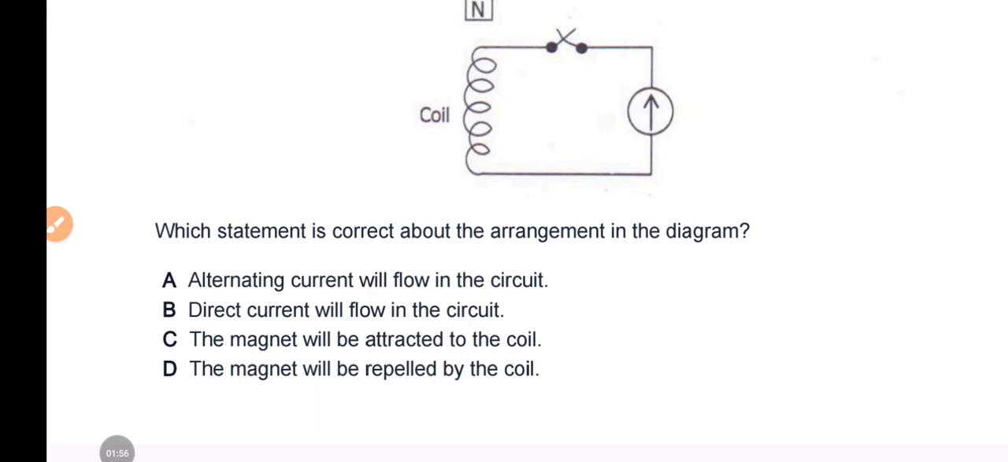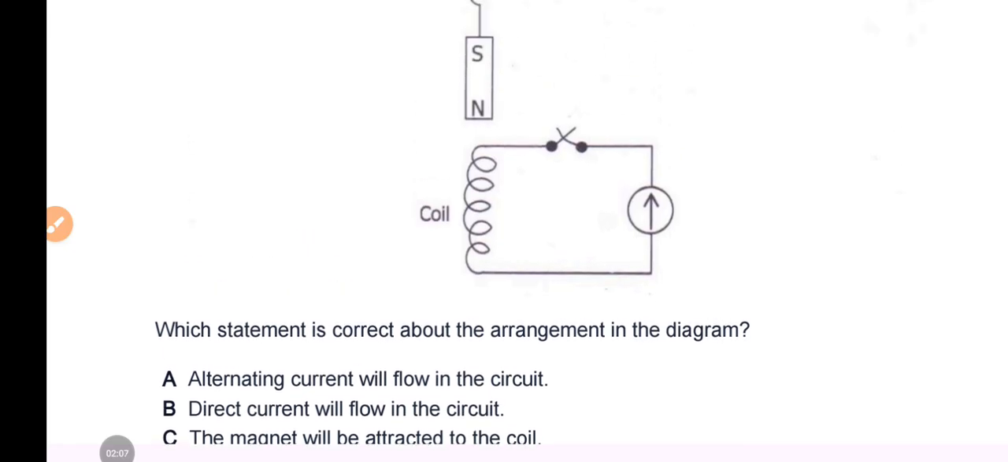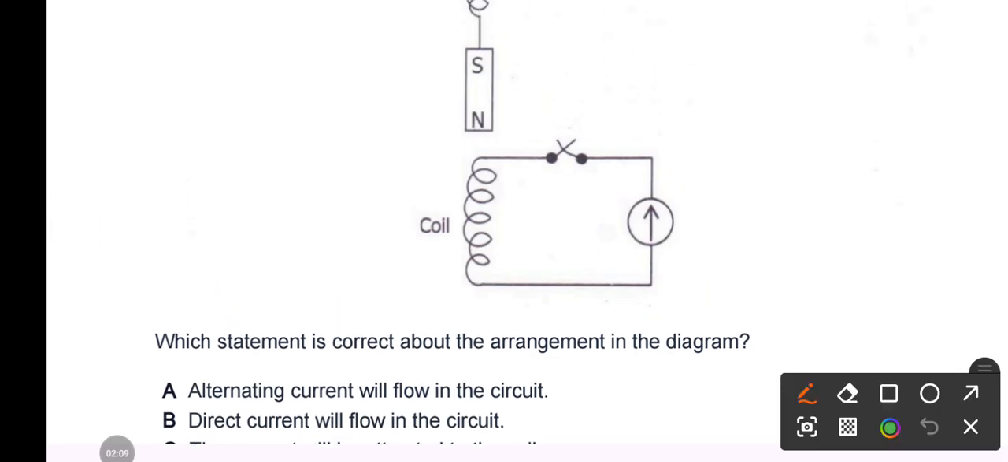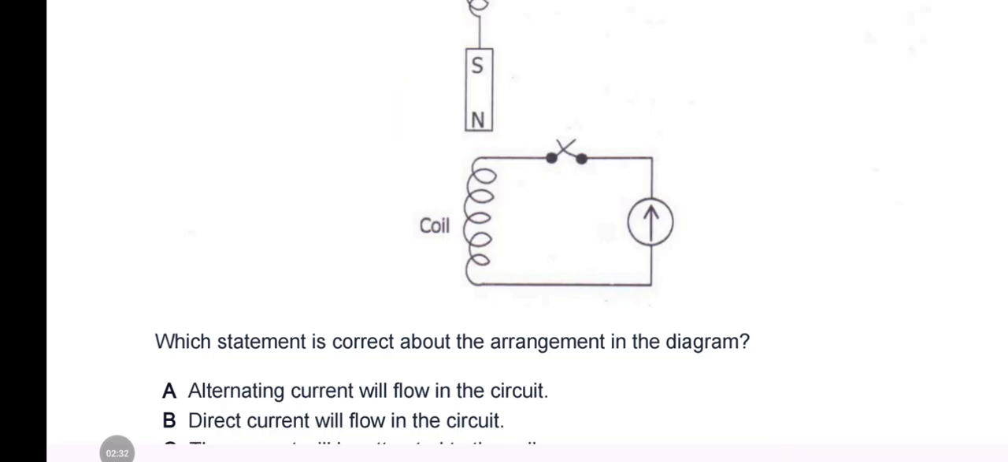Statement C says the magnet will be attracted to the coil. This statement is not correct because it is not fully developed. Let me explain. For the magnet to be attracted to the coil, it means that the magnet was withdrawn. When the magnet is withdrawn, that's when the coil creates a pole that would attract the magnet. However, statement C does not seem to incorporate this idea, so we regard it as being incorrect.